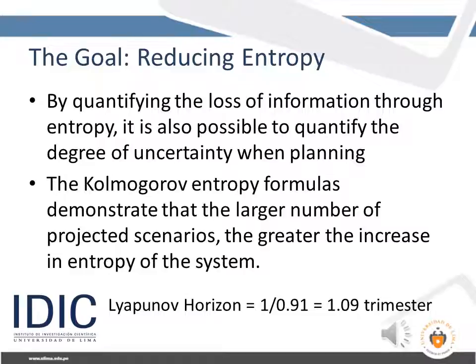So we have to use the Kolmogorov entropy formulas to quantify the amount of information we have, to calculate the maximum horizon where we can plan with certainty. With the formulas, we can also see that the entropy is greater when we have more scenarios projected.